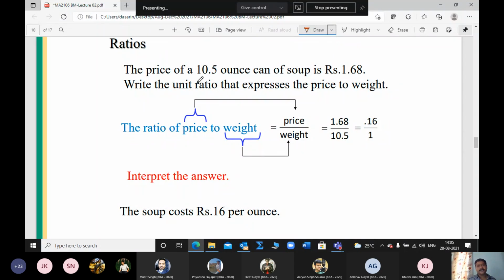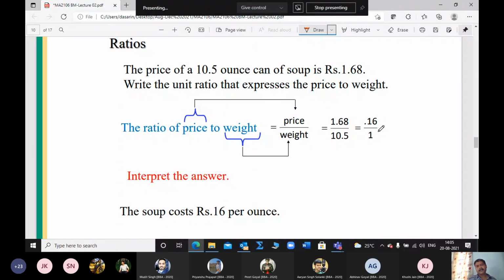Suppose the question is to write the ratio of the price to the weight, then 1.68 divided by 10.5 would be the correct answer. But I am interested in finding the unit ratio, so I need to make the denominator a 1. That means further simplification is required. So 1.68 divided by 10.5, if you use the calculator, we will get 0.16.